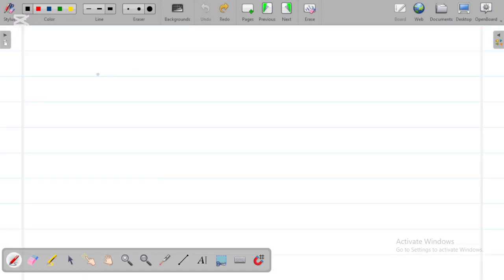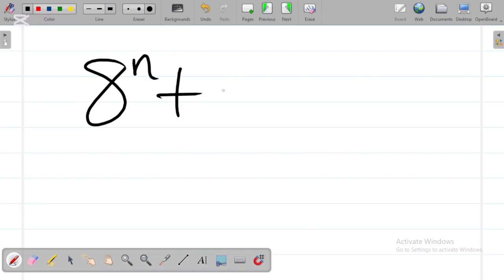All right, let's take another example. If we have 8 raised to the power n plus 6, and we are asked to check if 8 raised to the power n plus 6 is a multiple of 7, how do we go about it? Now we are looking for multiple, not divisible. So we have 3 major steps. The first step is called the basic step.